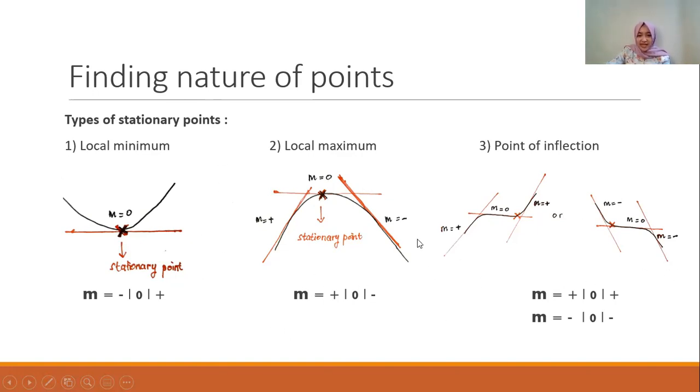Okay, let's go next to this example. If I have a curve like this, you can see that the curve goes up, then the gradient will be positive, 0 and then negative. So this point is called the local maximum. And the third one is the point of inflection. When you have a curve like this, having the gradients positive, 0, and positive again, or negative, 0, negative, we call it a point of inflection. Okay, so there are 3 possibilities for the nature of a point after we get the stationary point.